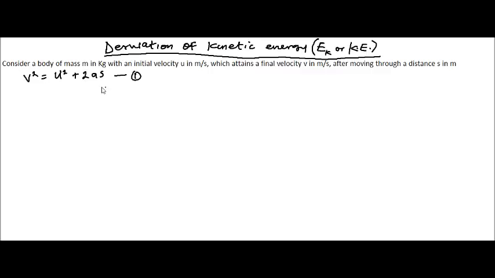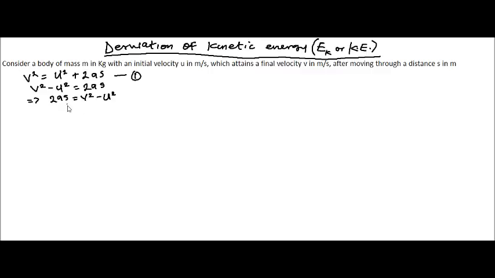Right, now in this case we are going to make a the subject of the formula here. So how do we make a the subject of formula? We can say v square minus u square is equal to 2as. So this implies that 2as is equal to v square minus u square.